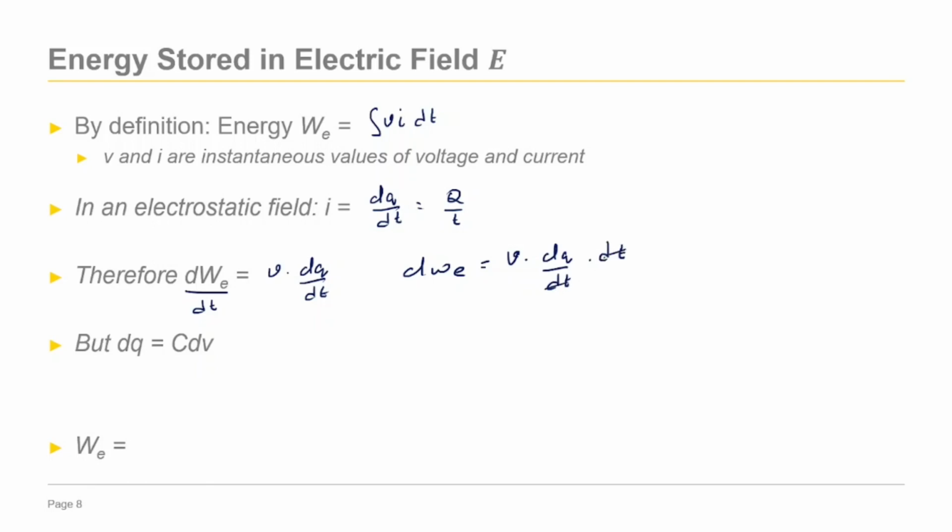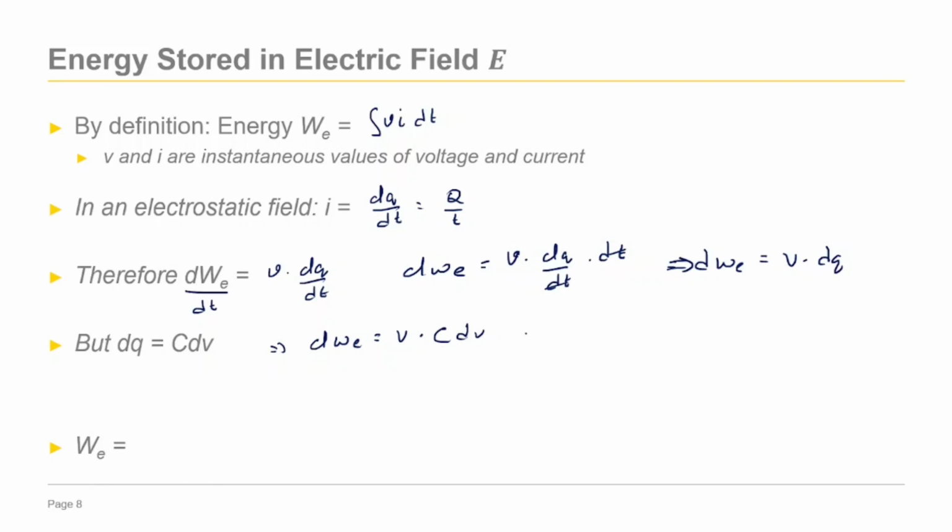From this, mathematically, I just took this dt up here and cancelled out the common terms, and in turn I'm going to have dWe equals V times dq. Now dq turns out to be C times dV, because q is equal to CV as per definition. If we apply this expression in here, we get that the change of energy is V times dq, which is C V dV.